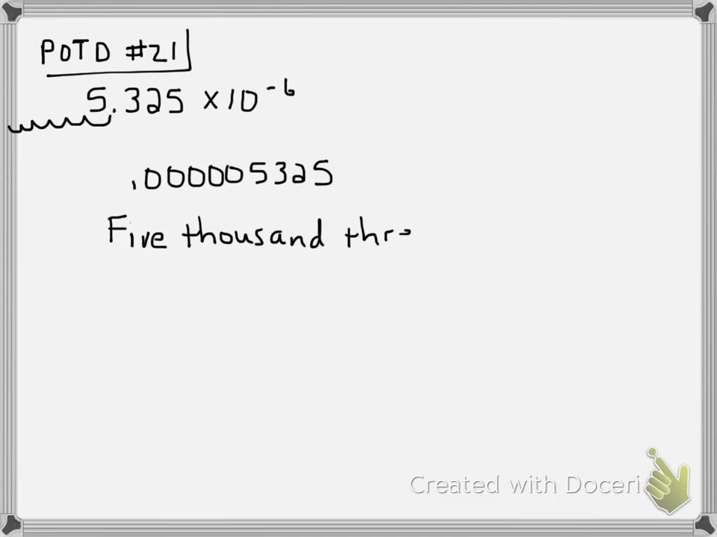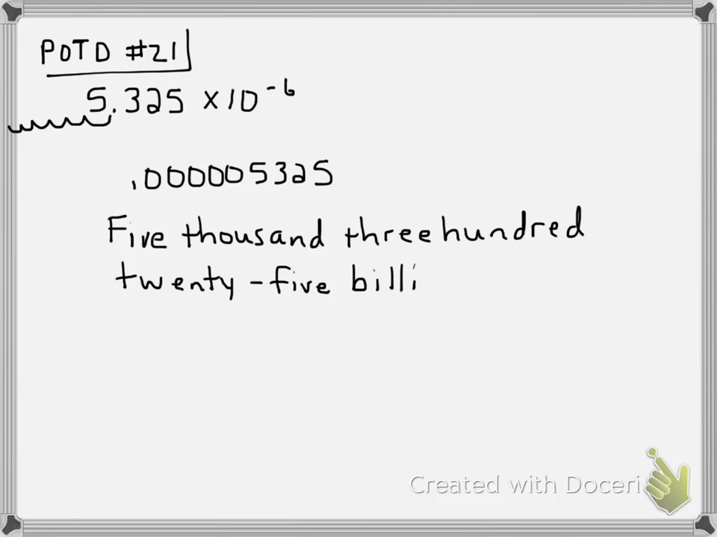$300. $25. And then we need to name the position of the last digit. So we have tenths, hundredths, thousandths, ten-thousandths, hundred-thousandths, millionths, ten-millionths, hundred-millionths, billionths. So the 5 is in the billionths position.